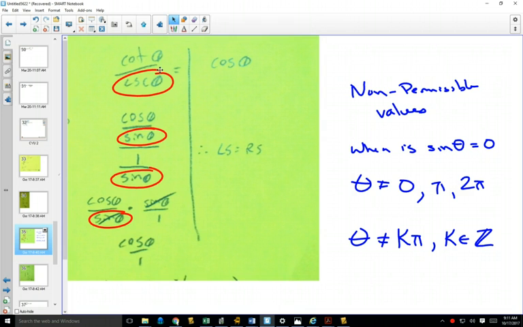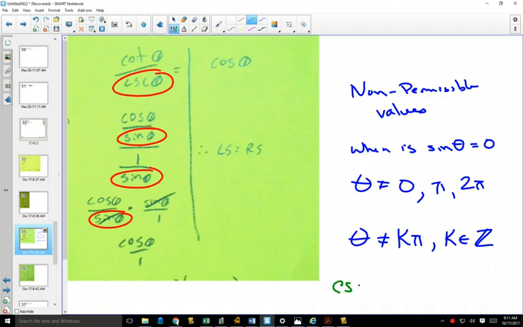So what you do when looking for your non-permissible values is you do your proof and you look at all the places where you're dividing. And then you have to check: if I'm dividing by sine, then sine theta can't equal 0. In this case, that's the only thing that we're dividing by that does equal 0. Cosecant of theta never does equal 0 because cosecant is 1 over sine. And if you think about 1 over sine, it might make sense.